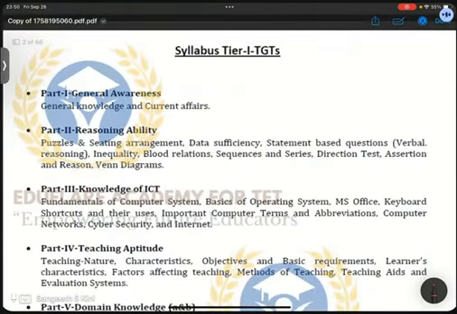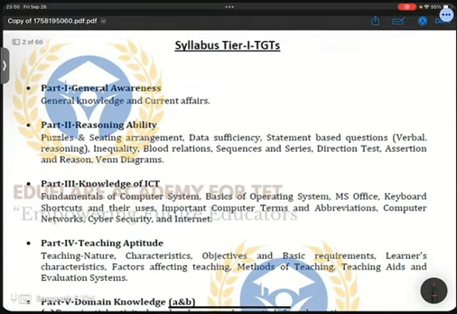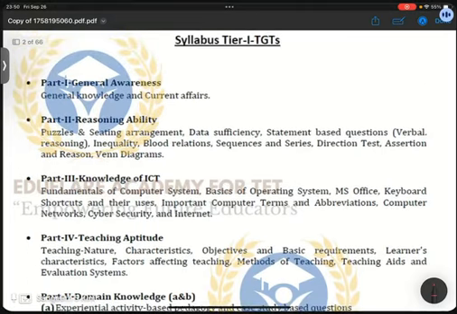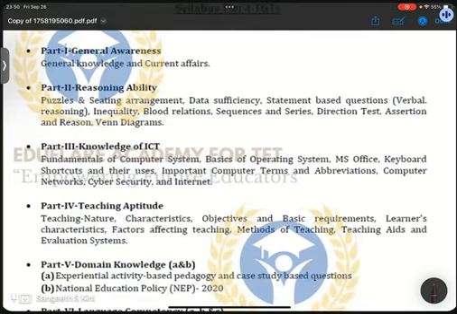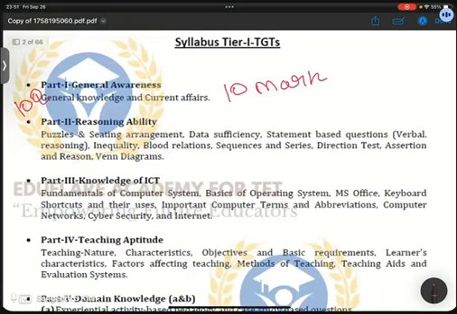The same as in PGT, here we have tier 1 and tier 2. First we are going to discuss the syllabus of tier 1. In tier 1, there is part 1, that is general awareness, which includes general knowledge and current affairs. Here the mark distribution and number of questions are 10 questions with 10 marks.